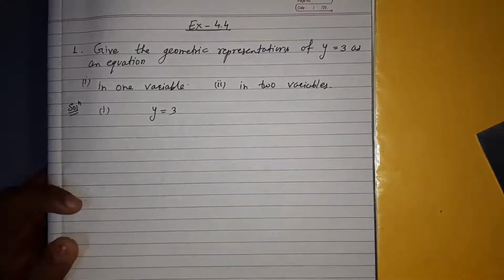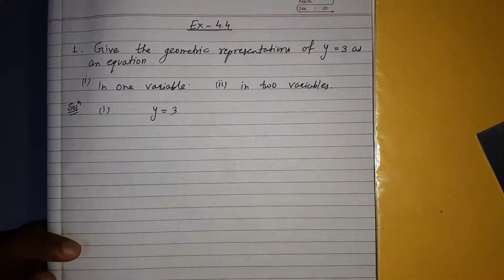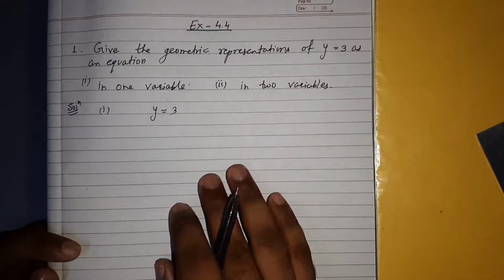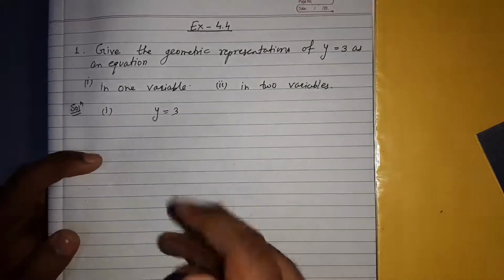Now we will come to exercise 4.4. Question number 1: give the geometric representation of y is equal to 3 as an equation in one variable and in two variables. The solution, the first part: the equation given is y is equal to 3. It is a linear equation in one variable, and we have to draw the geometric representation of this equation in one variable. So we will use the number line to draw it.